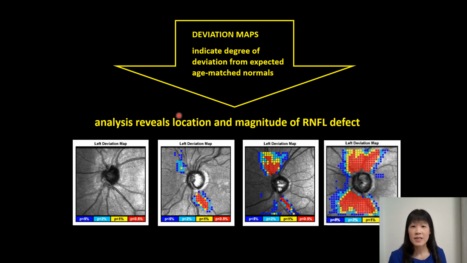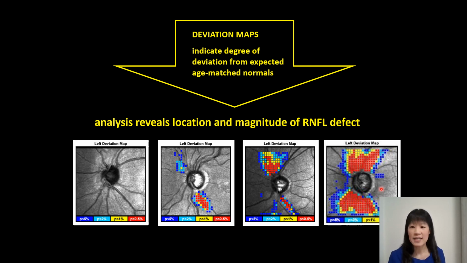Deviation maps, again, tell us how much our patient's nerve fiber layer thickness values deviate from expected age match normal, meaning a normal patient of similar age to our patient. Here on the deviation map, there should be no deviation from age match normals in a normal nerve fiber layer thickness map. If you have early glaucoma, there's some deviation superiorly and inferiorly, as there's some thinning superiorly and inferiorly. Moderate glaucoma, there's more thinning superiorly and inferiorly. In advanced glaucoma, you have a lot of superior and inferior thinning.